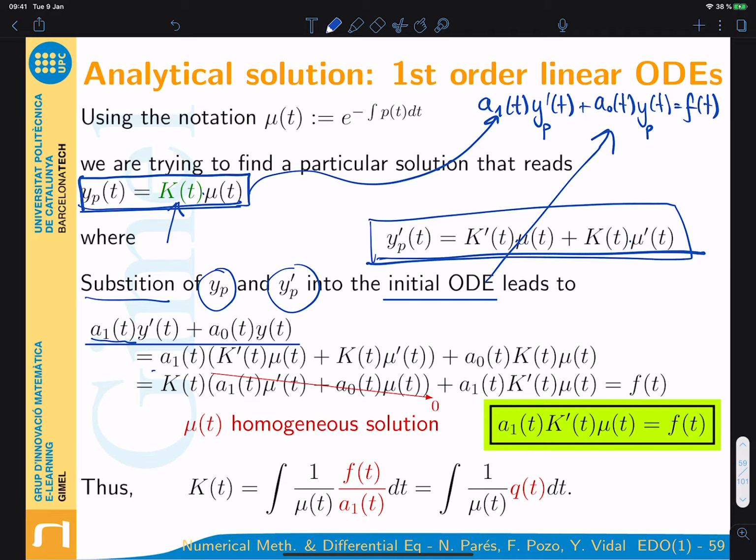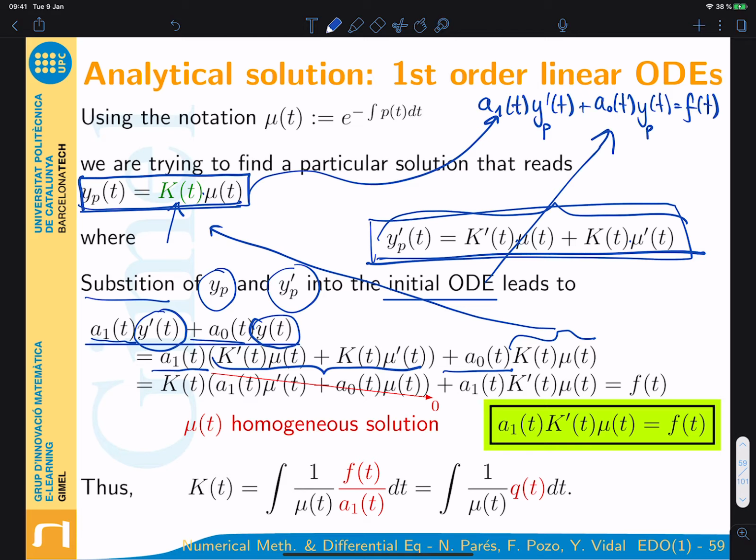I will copy a1, and where I find y prime t, I will plug in this expression, y prime p. Then plus a0, and where I find yt, I will plug in yp. Now, I can put together the terms that multiply k and the terms that multiply k prime. And if I did the steps properly, everything that multiplies k vanishes. It's equal to 0, okay?